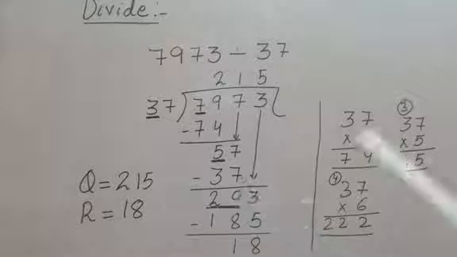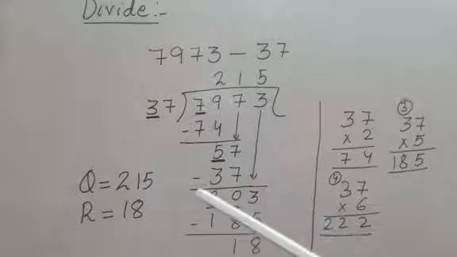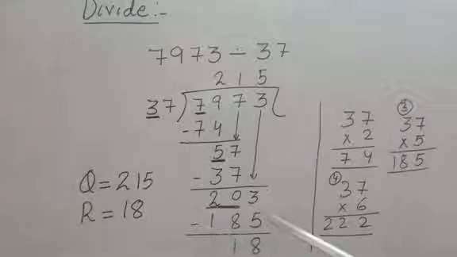So what will I do? I will multiply 37 with a lesser number, that is 5. Okay. 5 7s are 35. 5 I will write here. 3 I will take as a carry. 5 3s are 15. 15 plus 3, 18. I got 185 and 185 is smaller than 203. So I will go with 37 5s are, that is 185.